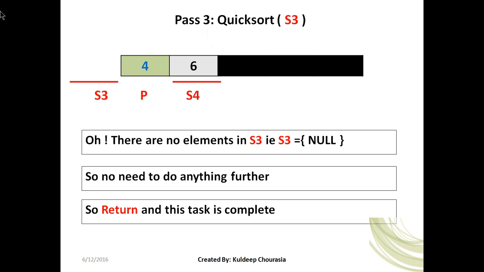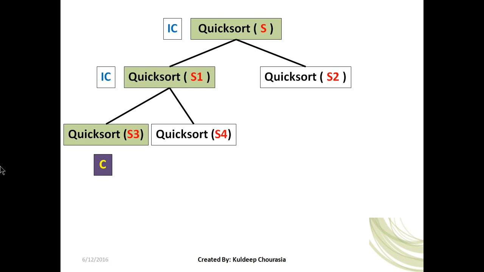So we begin pass 3, Quicksort S3. When the program checks the set S3, it finds that there are no elements in S3. So there is no need to do anything further. So return and mark this task as complete. So I mark the task Quicksort S3 as complete. C stands for complete, and I return to the parent task. The parent task was Quicksort S1.